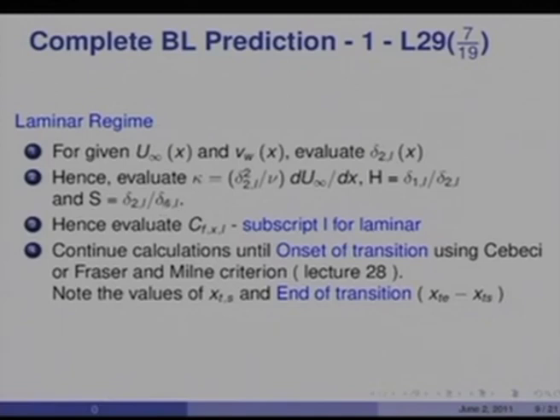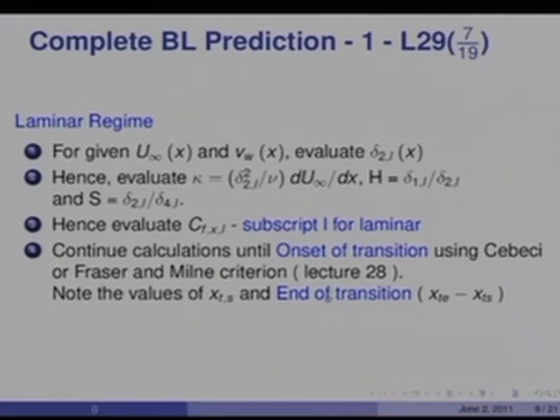So, once you got your delta 4 out of this, then readily you can evaluate the Cfx for the laminar part of the boundary layer. We continue this calculation until the onset of transition, and the onset of transition is recognized either by using the Seibesi formula or by the Fraser and Milne criterion, which we discussed in the previous lecture. Now, both these formulae give you start of transition as well as the criterion for end of transition.